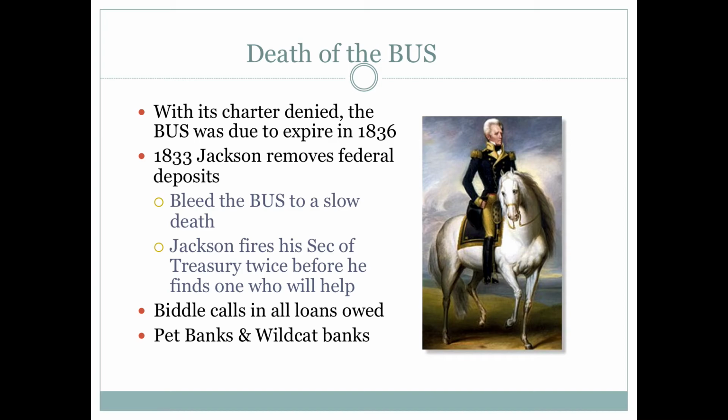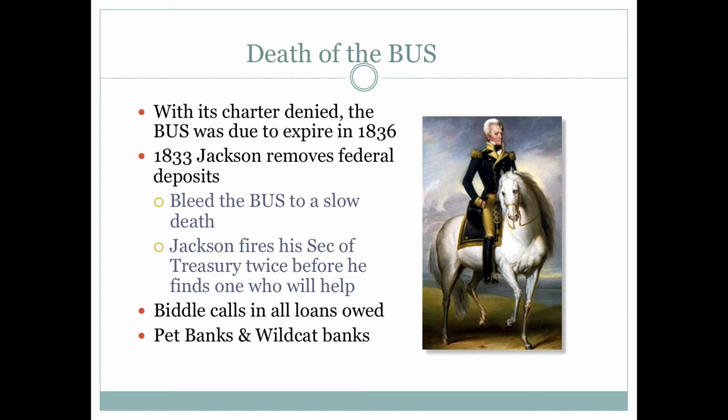Jackson isn't going to allow that to happen. Jackson is going to decide that the bank is now a personal enemy of his, since it was part of Clay's deal, and he is going to destroy the bank in 1833. He's not going to allow it to exist to 1836 because he's Andrew Jackson, okay? He bleeds the bank to a slow death.